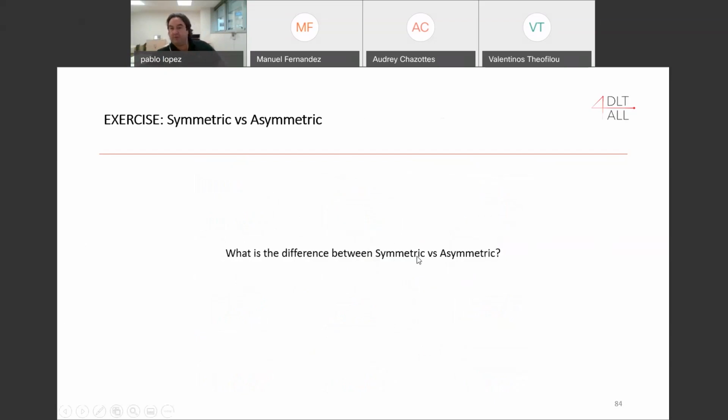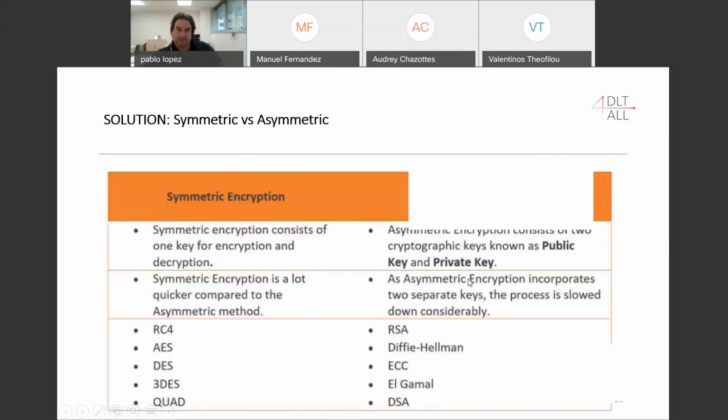What is the difference between symmetric and asymmetric? It could be an answer and the question, the question and the answers. We got it in this part that we have been talking about.